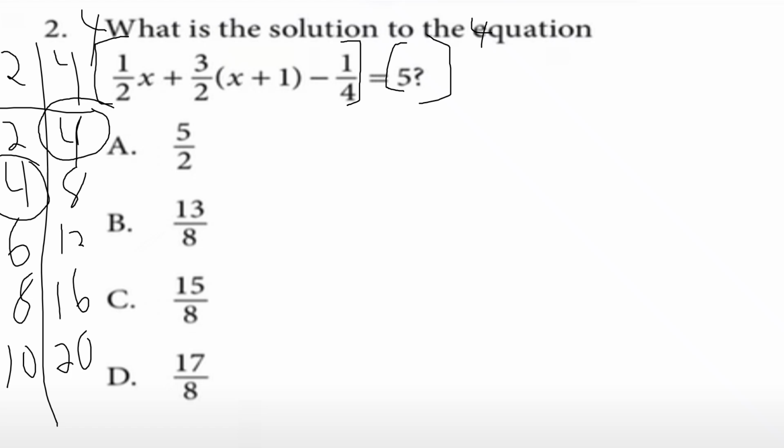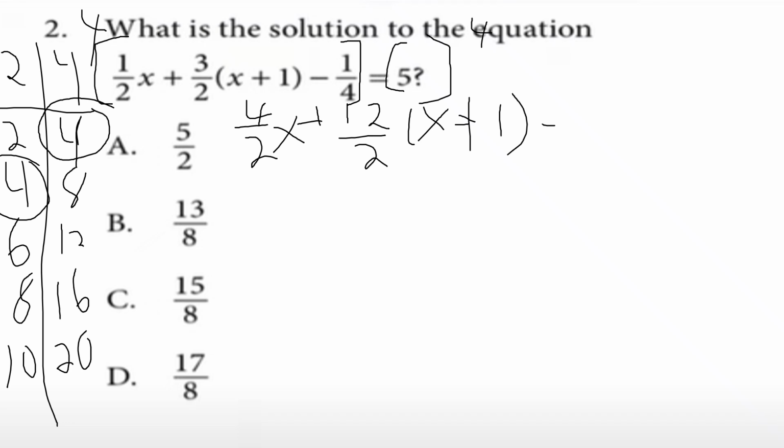We're going to keep those letters, the variable x, in there as we do our multiplication step by step. So we have 4 over 2 x plus 12 over 2, and then we keep the numbers and the letter in the parentheses, x plus 1, minus 4 over 4, because 4 times 1 is 4, and then equals 5 times 4 is 20.